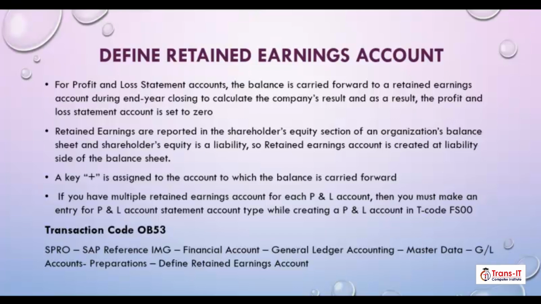So for the retained earning account, our transaction code is OB53, or we will go by path SPRO, SAP Reference Implementation Guide, Financial Accounting, General Ledger Accounting, Master Data, GL Accounts, Preparations and Define Retained Earning Account. So we will go by path. Let's check practically.